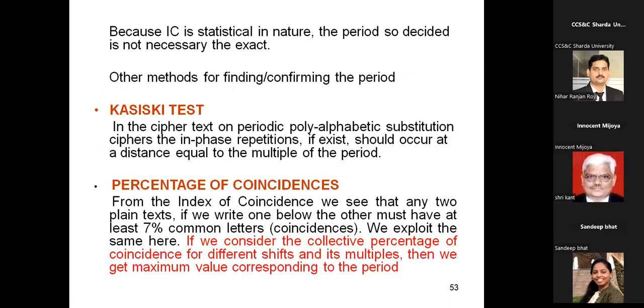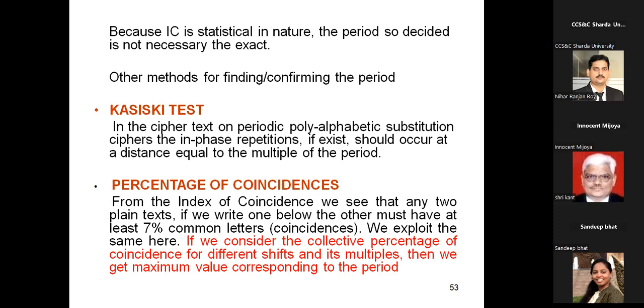There are some more methods, called the Kasiski test. In the ciphertext of periodic polyalphabetic substitution ciphers, the in-phase repetition, if it exists, should occur at a distance equal to a multiple of the period. In this way also we can find out the period of the ciphertext. Percentage of coincidence, again, same thing. From the index of coincidence, we can see any two plain texts: if we write one below the other, they must have at least 7% common letters. You exploit the same here also.